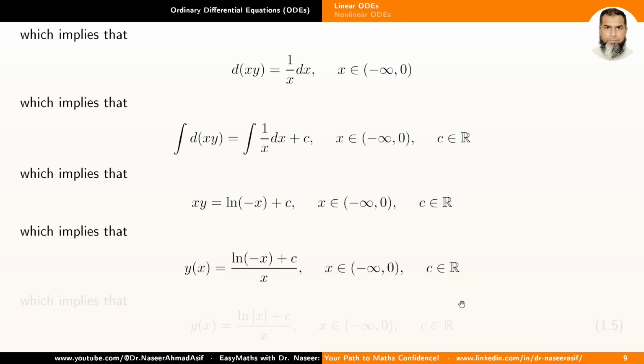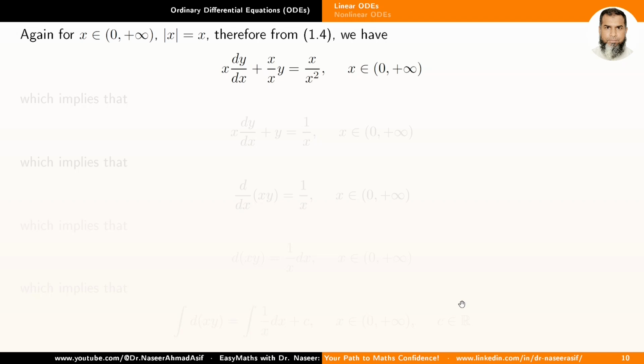So y of x is equal to log of minus x plus c over x, where x belongs to the open interval minus infinity to 0. So y of x is equal to log of absolute x plus c over x, where x belongs to the open interval minus infinity to 0 and c is the arbitrary constant.